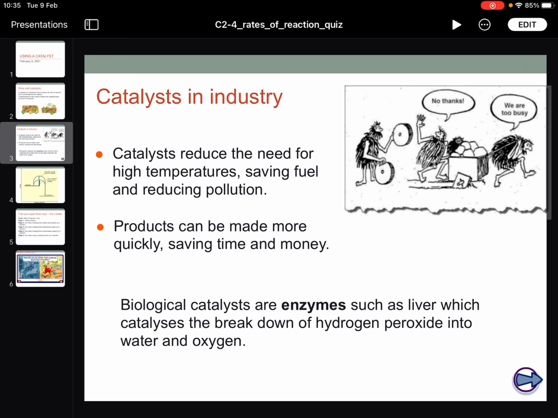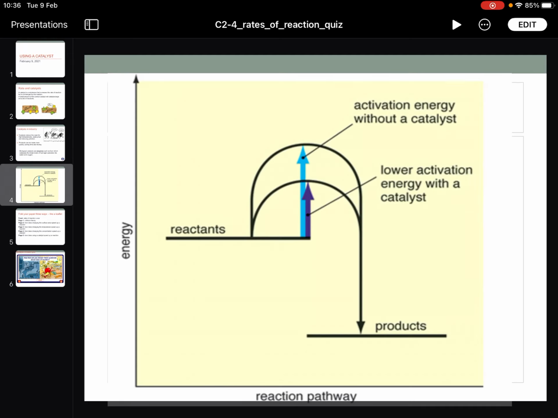Now, how catalysts actually work is they lower the energy needed for a reaction to happen. Now, if you remember, there is a particular name for that energy. That's called the activation energy. So without the particles having that activation energy, they won't react. But catalysts lower how much activation energy you actually need.